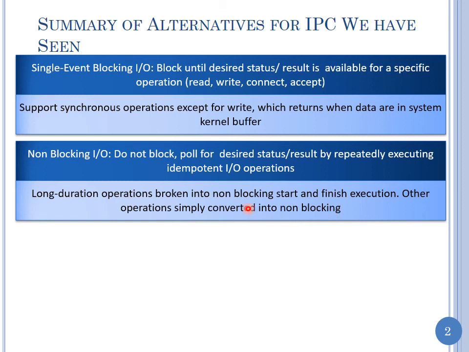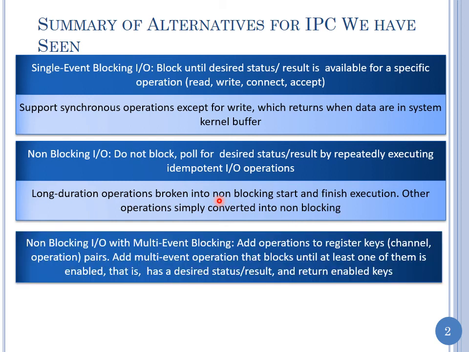And so we are polling here, which is not very good. To avoid polling, we use the same non-blocking IO operations, and we did multi-event blocking. That means we blocked for multiple events, one of several events to occur. So that was the select call that we saw. And to really define what we wanted to block for, we needed the registration keys and so forth that we saw in the previous slide.